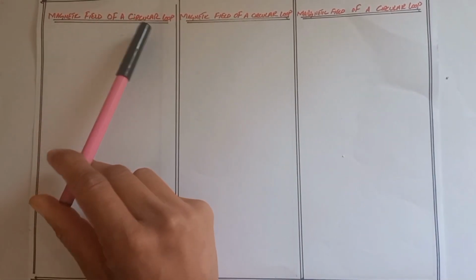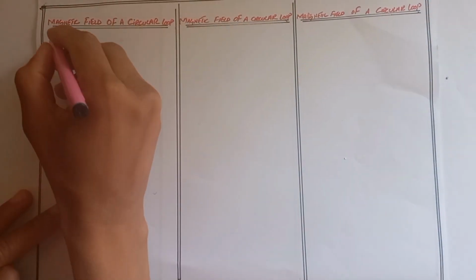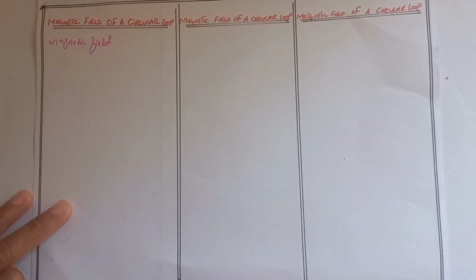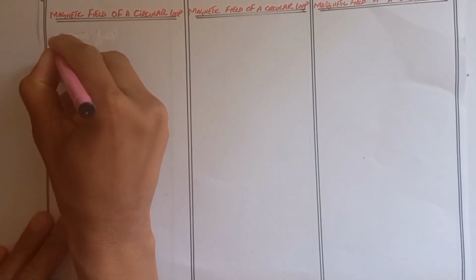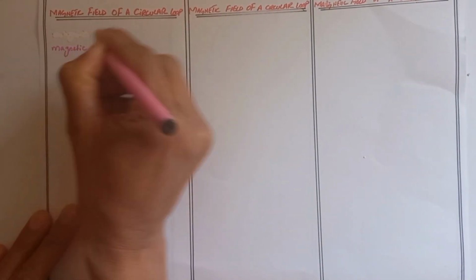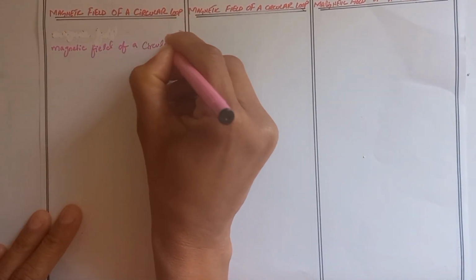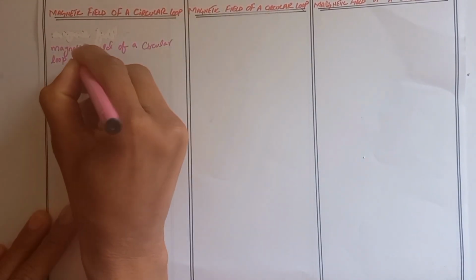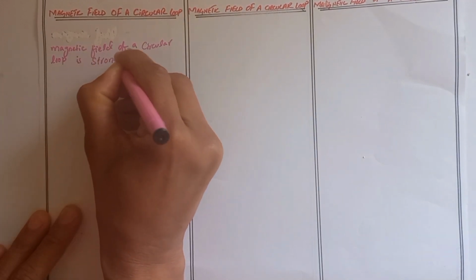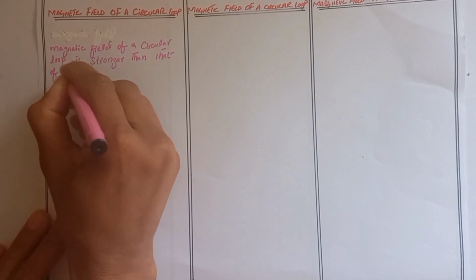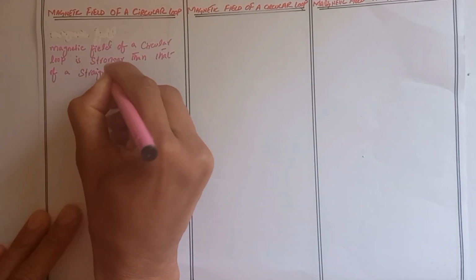Magnetic field of a circular loop is stronger than that of a straight wire. So here we can write: the magnetic field of a circular loop is stronger than that of a straight wire.